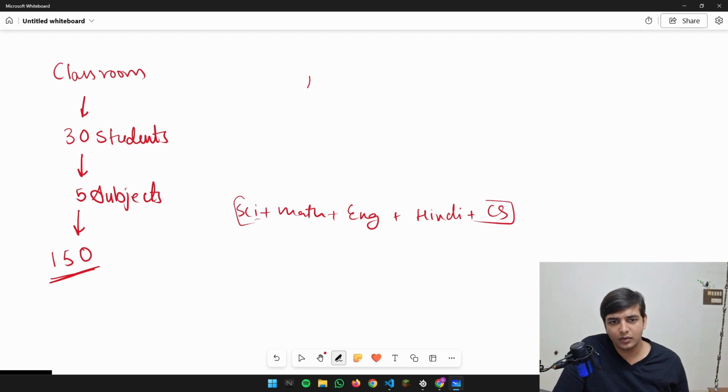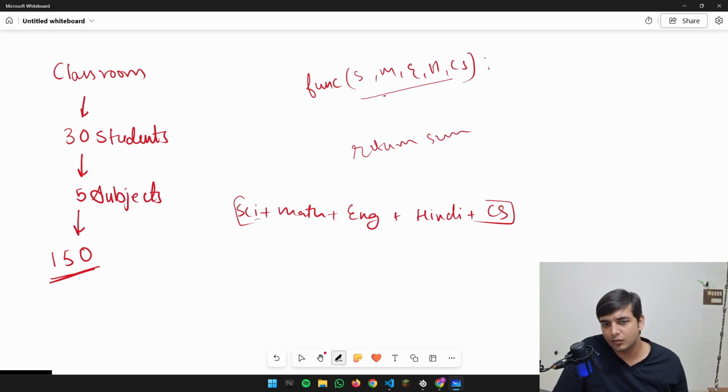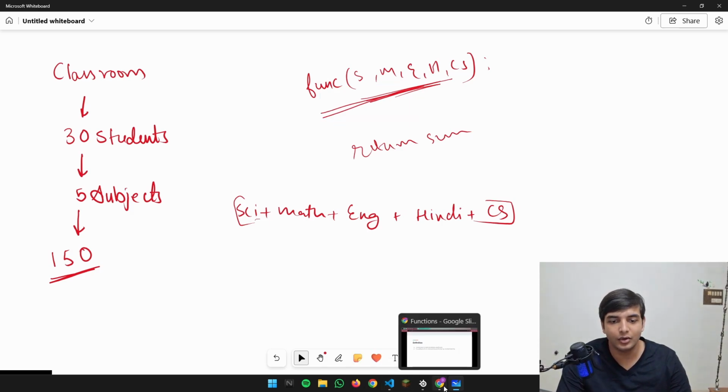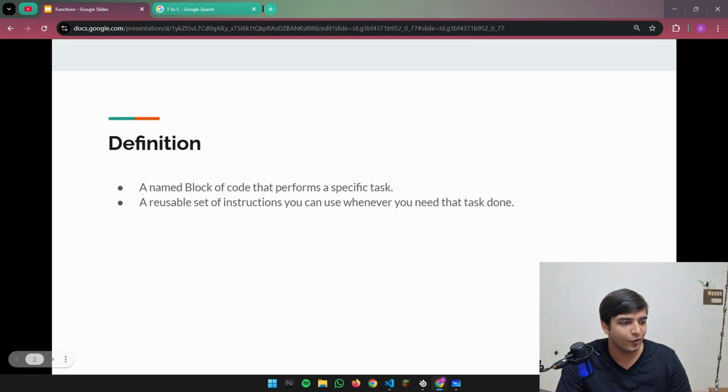So let's say we have a function, and in this we have these subjects as parameters. And we'll just add all of these and return the sum of whatever we have here. So that would make this code reusable. Like we can just call it like this and it would give us the output which we require. Let's take a look at the syntax for this and hopefully it makes things easier.